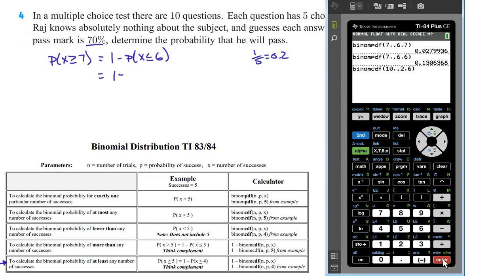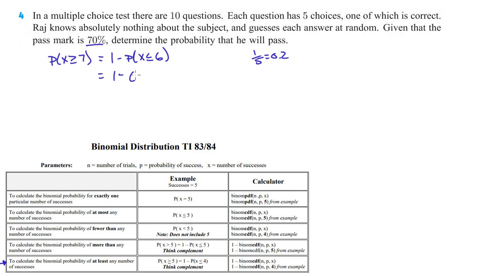Enter, and then paste that in, and there is a 99.9%, 0.999. So we subtract those two and we get 0.001. So he's got a 0.1% chance of passing, which is not good at all. The book rounds it to a different number there, but we're good on that one. So very, very small probability that he's going to pass.